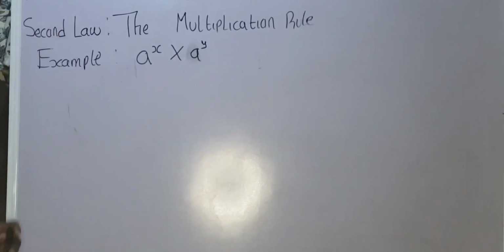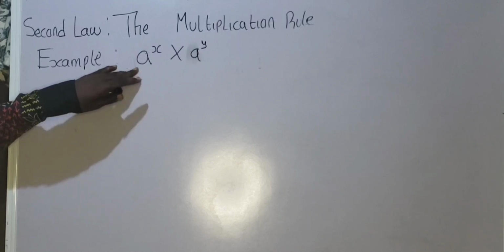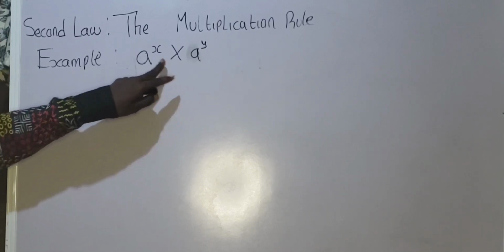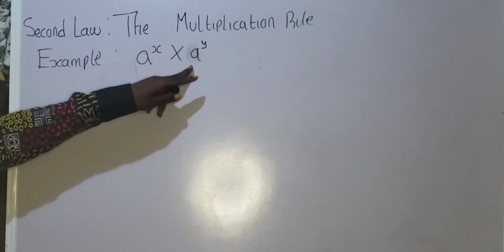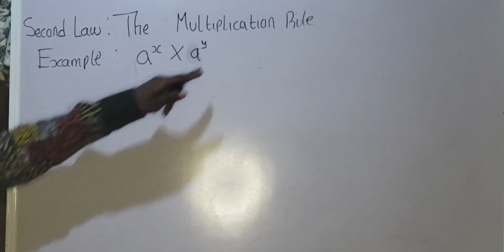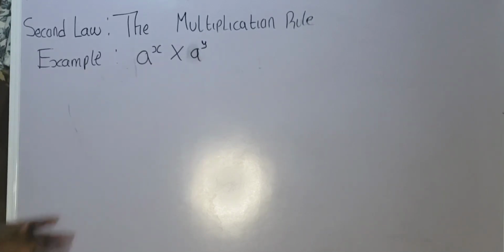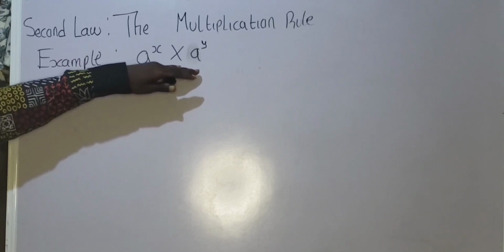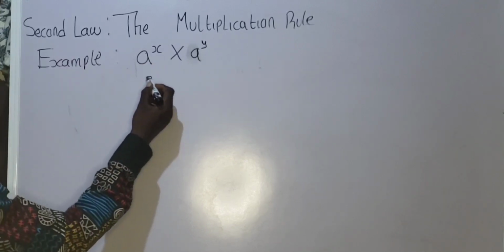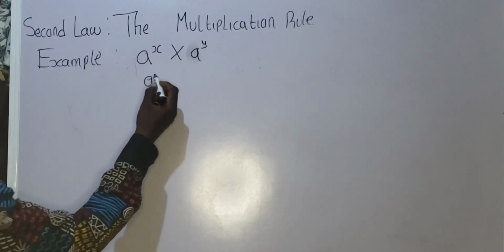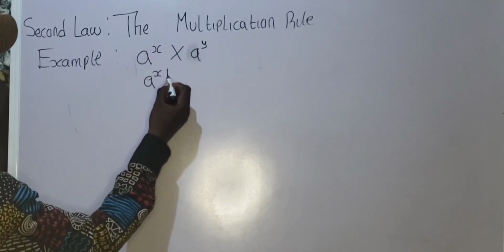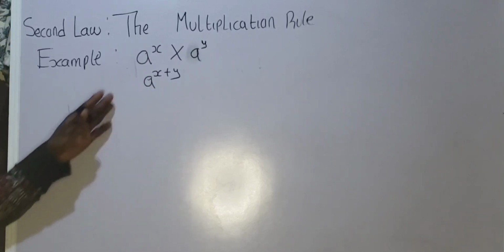Don't forget the rule. These letters are in the same base, but their powers are different. The first a is raised to the power of x, and the second a is raised to the power of y. So the multiplication rule states that when we have a situation like this, we take one base and then sum up the powers. You understand? So I'm going to have a raised to the power of x plus y. So this is the multiplication rule.